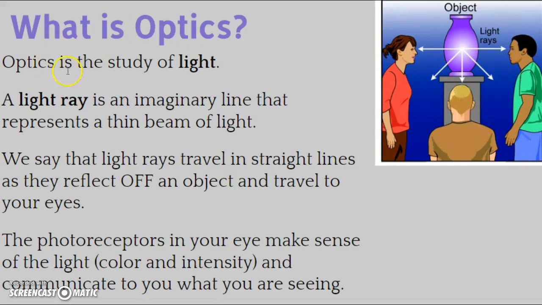So what is optics? Well, optics is the study of light. A light ray is an imaginary line that represents a thin beam of light. We're going to be using these lines here as we talk about light rays. A light ray travels in straight lines as it reflects off of an object and travels to our eyes. The photoreceptors in your eye then make sense of the light: color for your cones and intensity in the rods, and they communicate to you what it is that you're seeing.